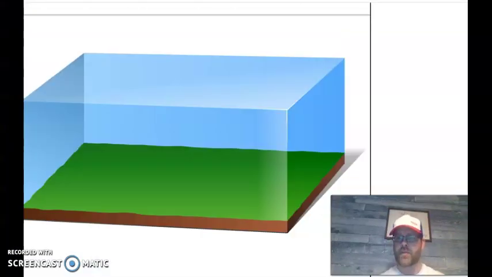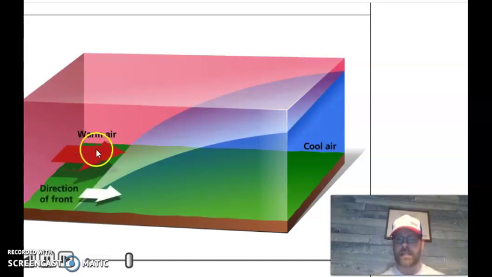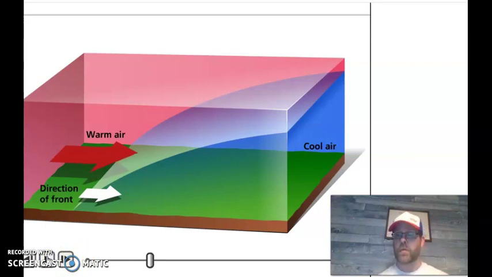Okay, here we have a 3D representation of what it would look like if you have the different fronts. So let's watch what happens when a warm front comes in. You'll notice that the warm air is coming in. Now listen, this is not a shock. Warm air does not sink under cold air. What does warm air do? Well, it rises above cold air. Well, if you have warm, moist air rising, what do you think is going to happen? Exactly, clouds are going to form.